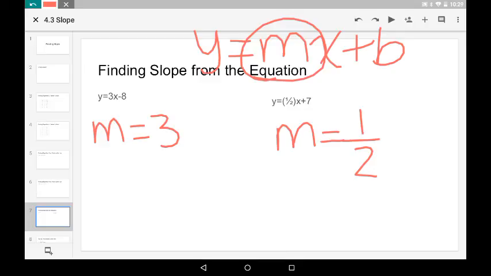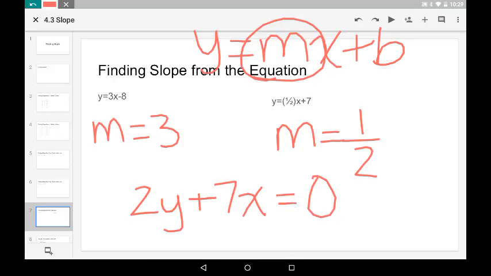If you're given the equation in some other form, you've already worked on how to rearrange. So say you had an equation that was like 2y plus 7x equals 0. You would rearrange it to solve for y. And then once you have it in y equals mx plus b form, your m is your slope.